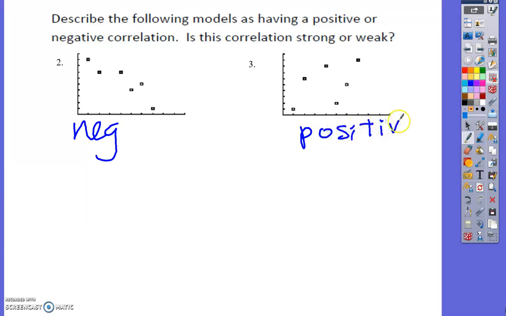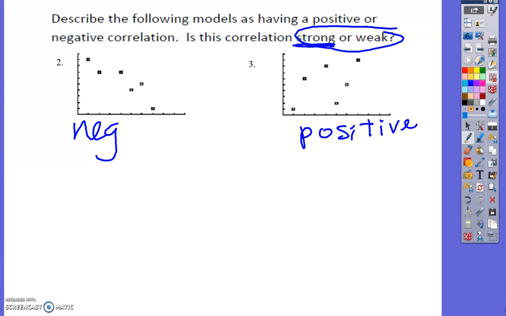And what I mean by that is as this variable gets larger, the data goes down. And as this goes larger, the data goes up. And that's why they have positive trends and negative trends. And then it says strong or weak. Now, strong would be closer to 1 or negative 1. Weak is further away when we're talking about R. Now, we don't have R, but that's what we're thinking about.